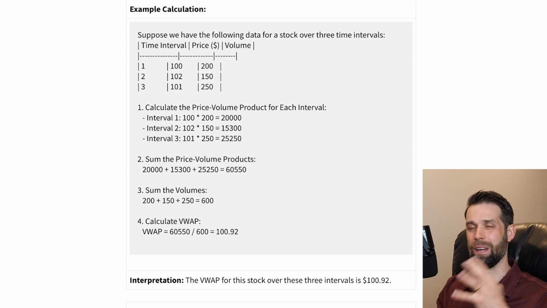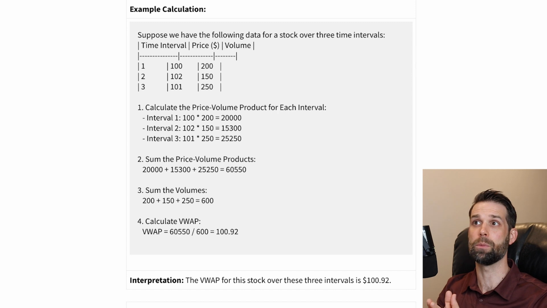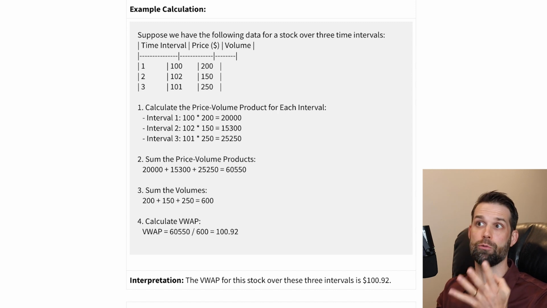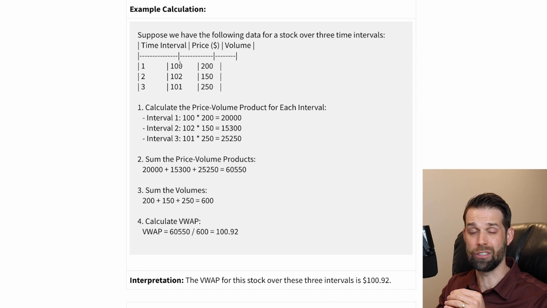If we break this example down into simple terms, let's pretend our time interval is just 3, whereas in real life, you would have all the trades that happen in every given time frame throughout the whole day. But let's just pretend that for this time frame, there are just 3 trades. The first trade, the price is $100, and there are 200 shares traded. The second interval, the price is 102, and there were 150 shares traded. And the third interval, we will pretend the price is 101, and 250 shares were traded.